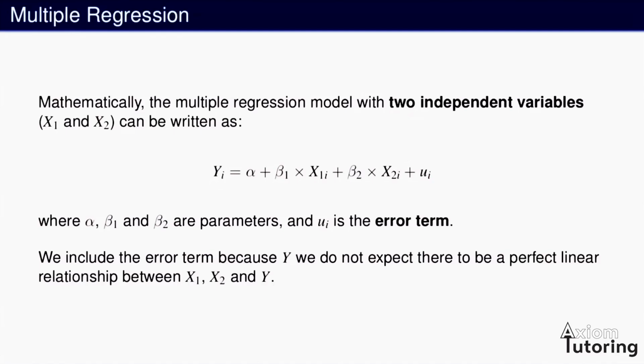So as you can see, it's exactly as for the simple linear regression, except that we added an extra term. And we include the error term again, because we do not expect there to be a perfect linear relationship between x1, x2, and y. So in social sciences, you will never see a relationship that doesn't require an error term.